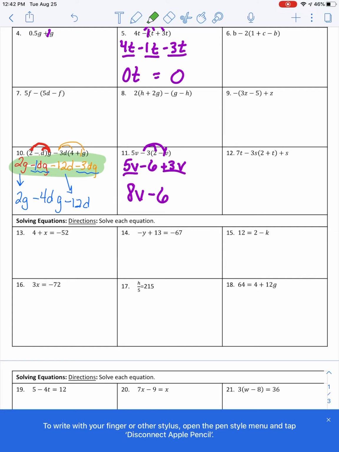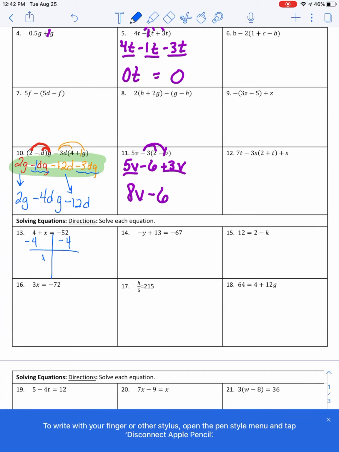The next part, we are going to do some solving. So the word solve means you're actually going to get an answer. You're going to get the variable by itself. So in number 13, I'm going to get you started, and then I'm going to let you finish on your own. If you had me in Algebra 1, we always drew a fence right here. So we'll move that 4 over by subtracting 4.